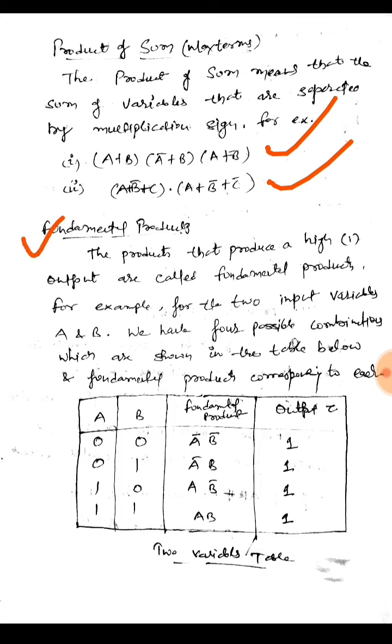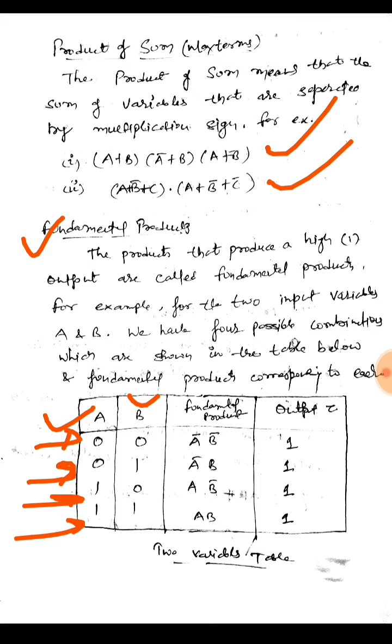So let's see the fundamental products or the max terms. The products that produce a high output are called fundamental products. For example, for two input variables A and B, we have four combinations possible, as you can see in the table here. Fundamental products correspond to each combination as given in this truth table.